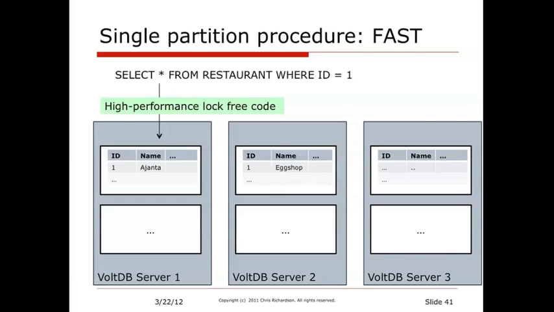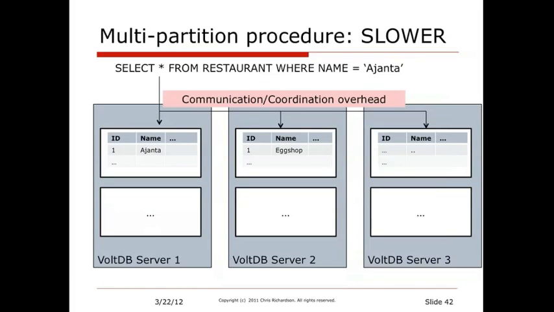Whereas if you are accessing by something other than the partition key, like in this example, where I'm doing a lookup by name, that stored procedure needs to be executed against all of the partitions, and then the results merged together. And as you could imagine, there's a lot more communication and coordination overhead, which actually makes it relatively slower. So what I found is single partition stored procedures are roughly 10 times faster than multi-partition stored procedures. So partitioning is really, really key here.